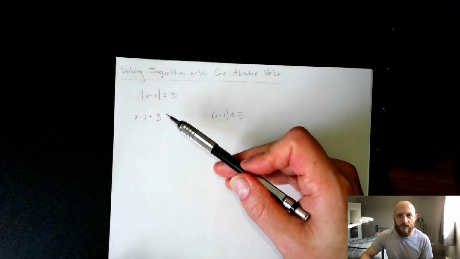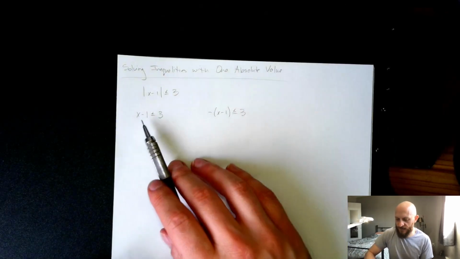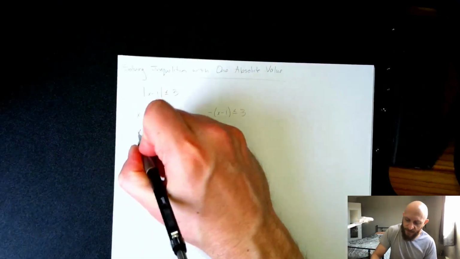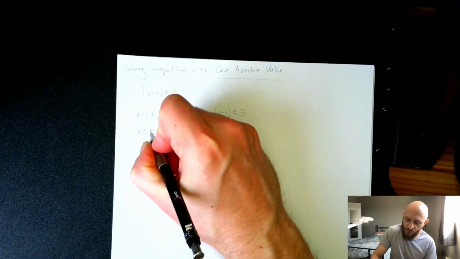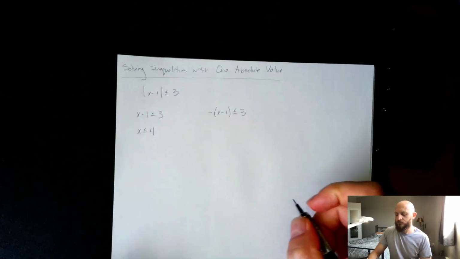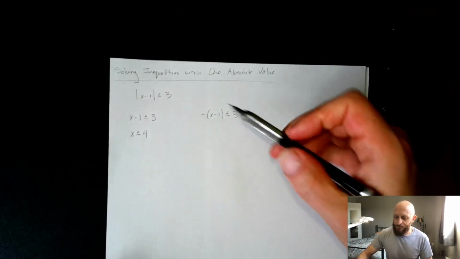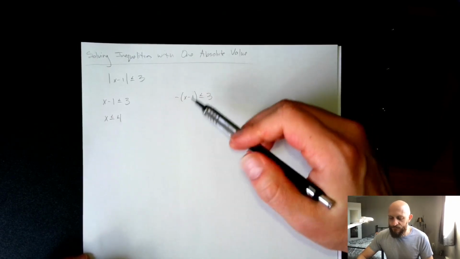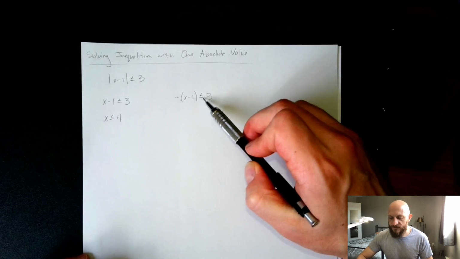So let's start by solving the easier side first. x minus 1 is less than or equal to 3. Just add 1 to each side. x is less than or equal to 4. Great. So now for this other side, the second equation, negative x minus 1 is less than or equal to 3.